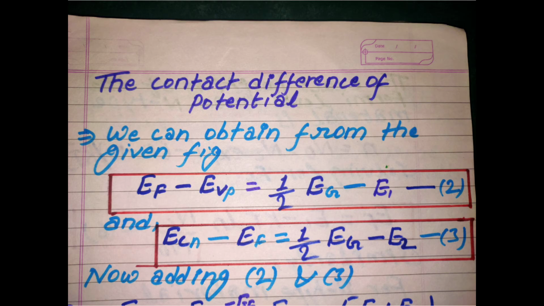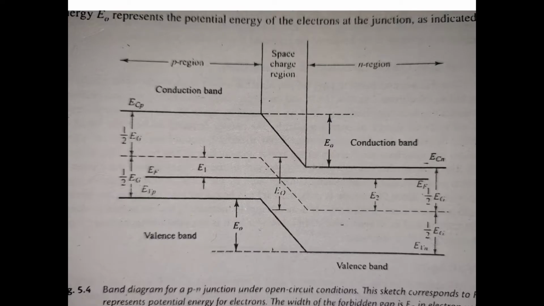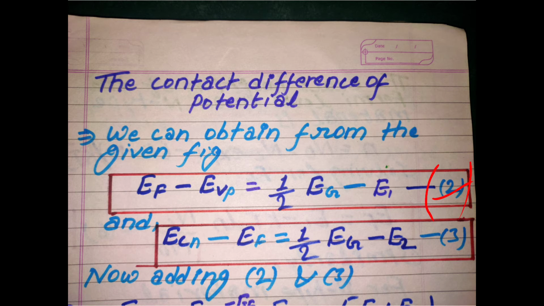The contact potential difference can be obtained from the given figure as EF minus EVP is equal to 1 by 2 EG minus E1. This is our equation number 2. Now let us see from the figure. EF minus EVP is equal to 1 by 2 EG minus E1, which gives this portion. So these two are equal. This is our equation number 2, and now equation number 3 from the figure.